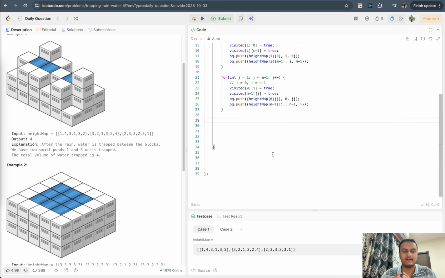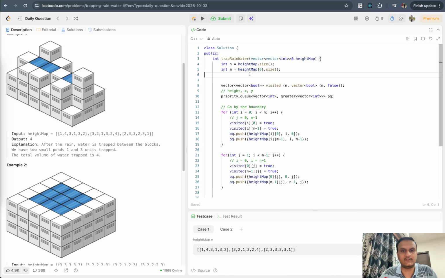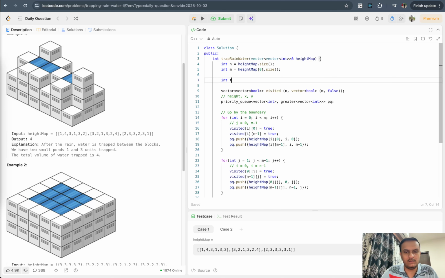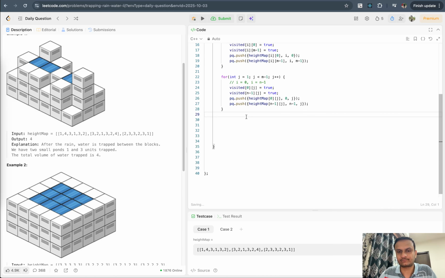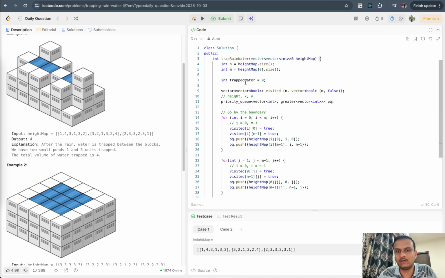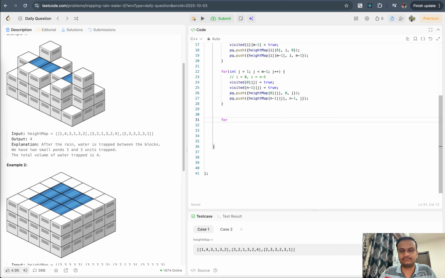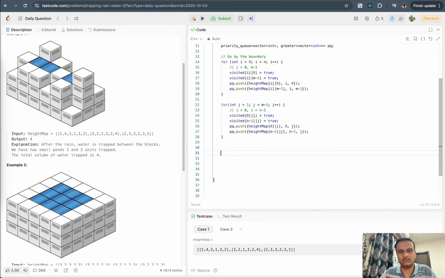Now what we will do, until the priority queue is empty, we will pop the first element. We will calculate the trapped water based on that, and we keep summing how much water is trapped. So int trapped water equals 0. Let's make one variable. Okay, now I have trapped water as 0. So while not pq dot empty, we will do this.